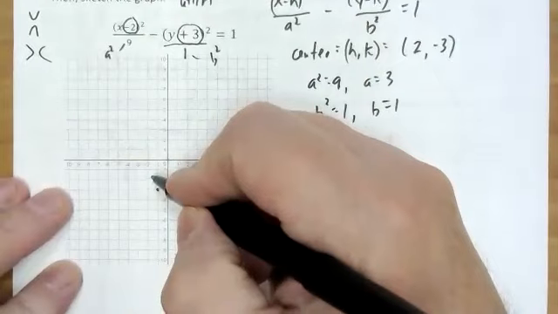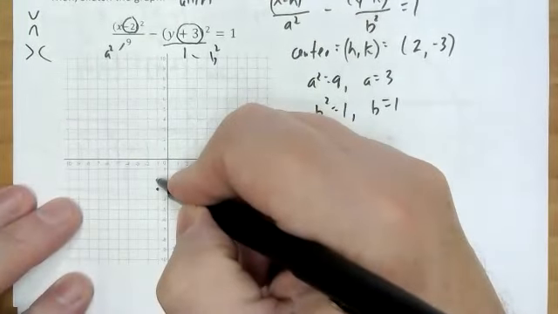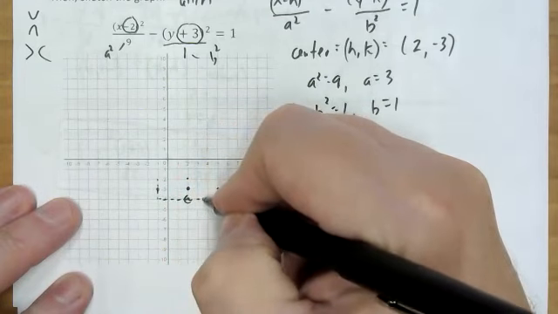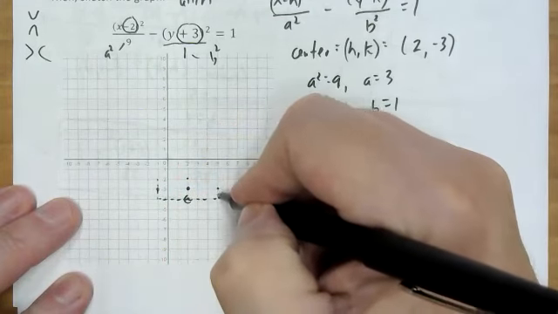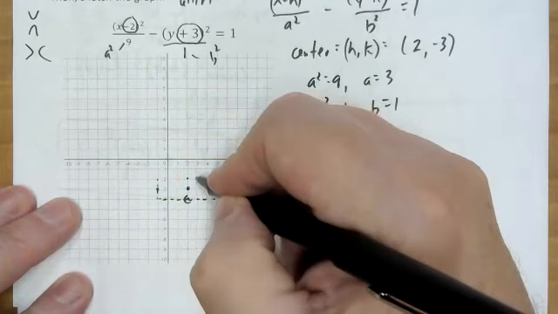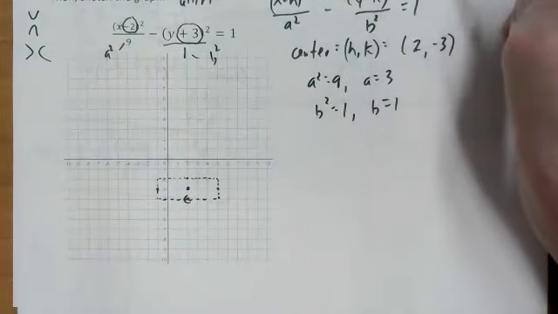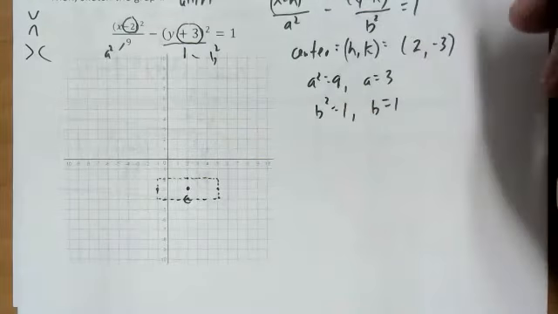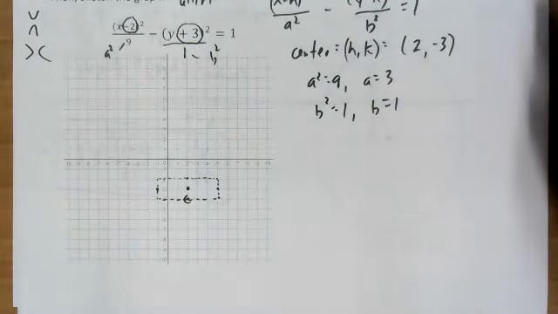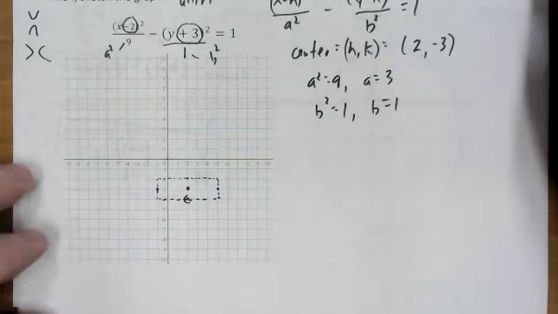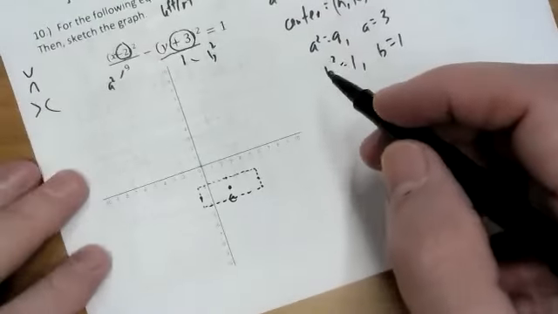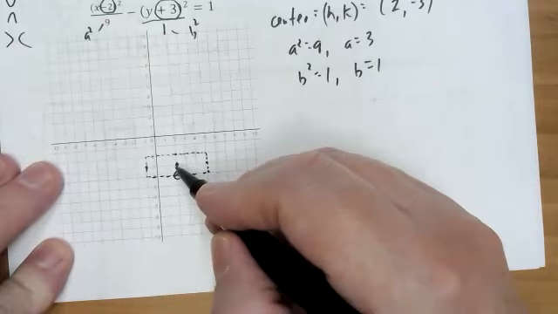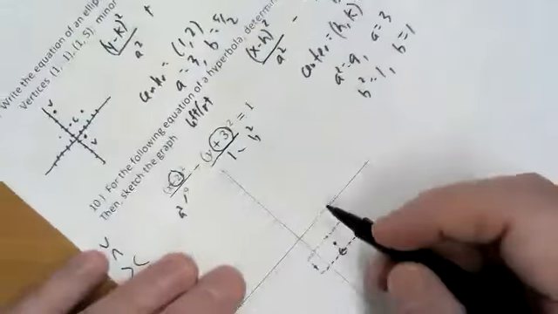So let me just draw it. It could be pretty clear to see. So I've made a rectangle that contains these 4 points. And then what you do is I'm going to draw these diagonal lines, and it's going to go through the opposite corners of the rectangle and the center.